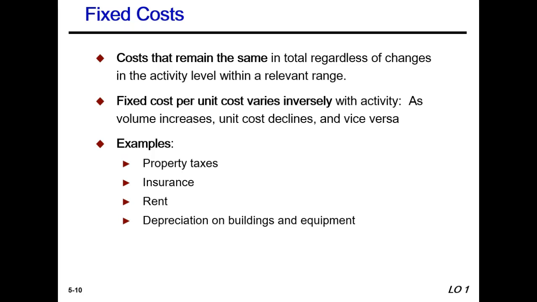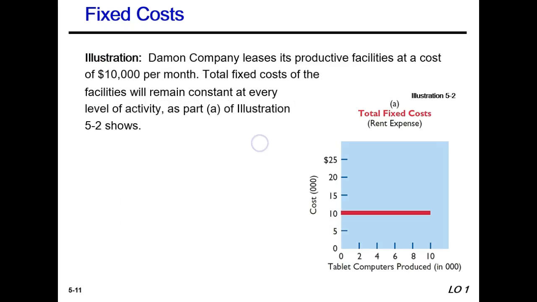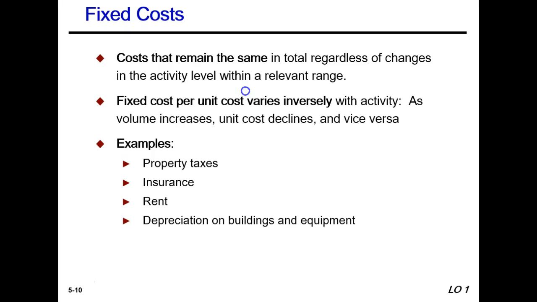Okay, so fixed cost examples include property taxes, insurance, rent, and depreciation. Damon leases its productive facilities at a cost of $10,000 per month. Total fixed cost of the facility will remain constant at every level of activity. So it doesn't matter if Damon produces 1,000 tablets or 20,000 tablets. The rent is going to be $10,000 a month. Okay? Fixed costs.